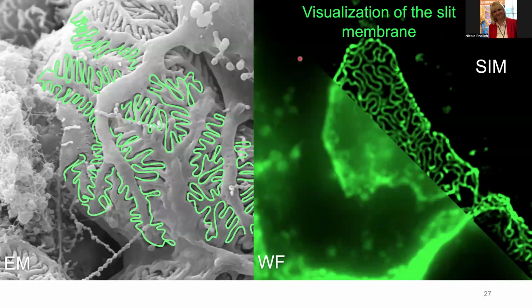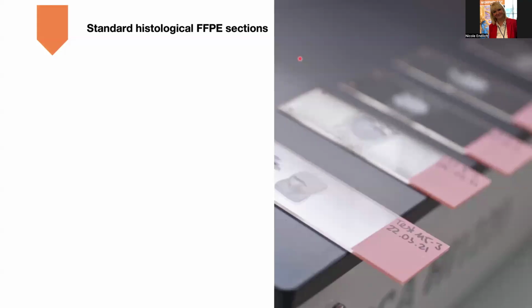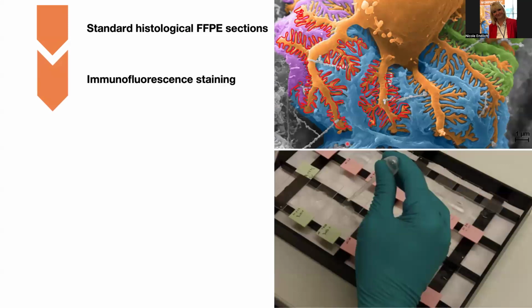Now, what we are doing is we take a normal standard histological slide, a formalin-fixed and paraffin-embedded section. As you can see here, no special treatment, a normal slide, as you have it very often in the pathology department or in your research lab. Then we make a double staining. One antibody is directed against the filtration slit, like nephrin and podocin proteins, and one against a protein specific for podocyte foot processes, such as synaptopodin or integrin alpha-3.